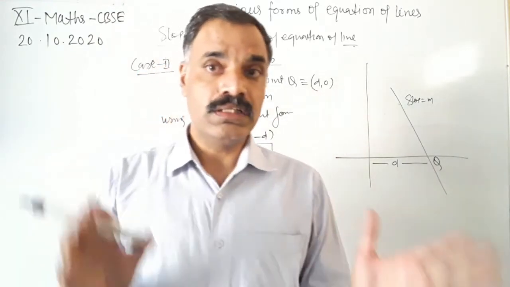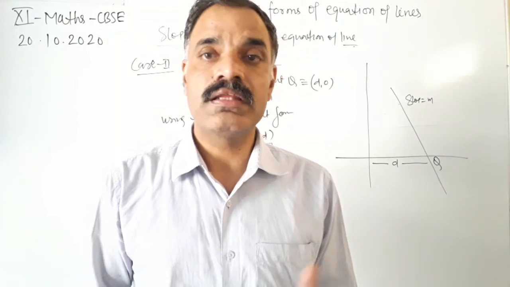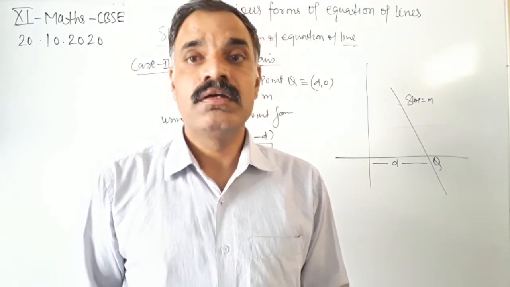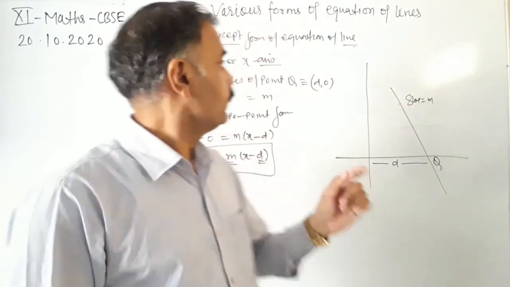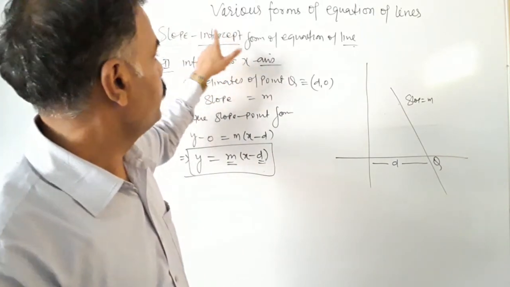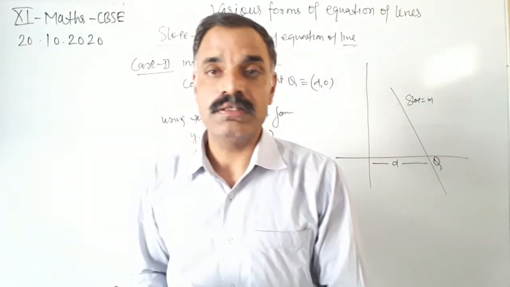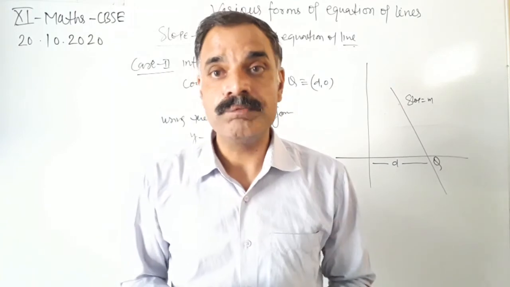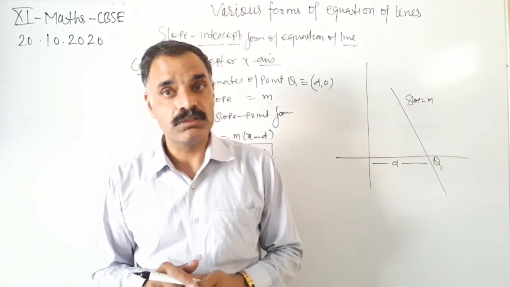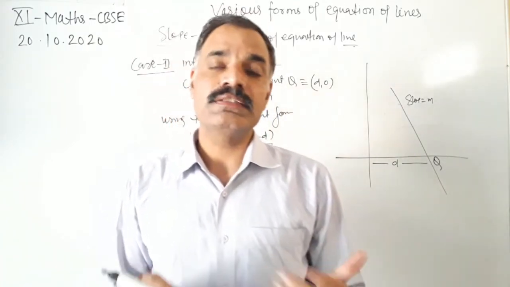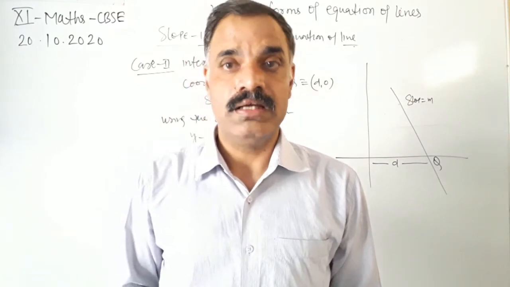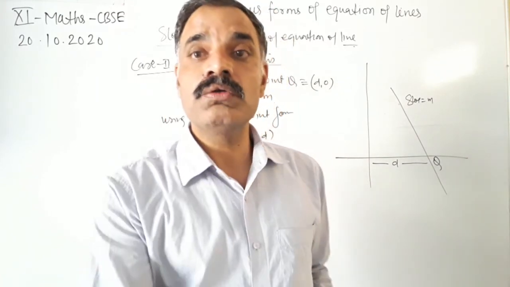Okay, so is it clear to you how to find the equation of the line in slope intercept form? Slope intercept form means whenever slope is given and intercept is also given, intercept either on x-axis or on y-axis.